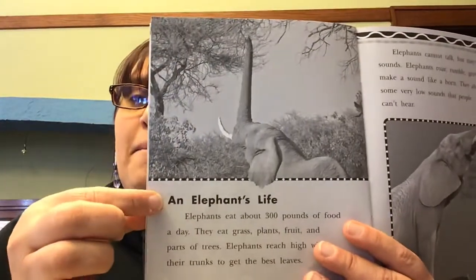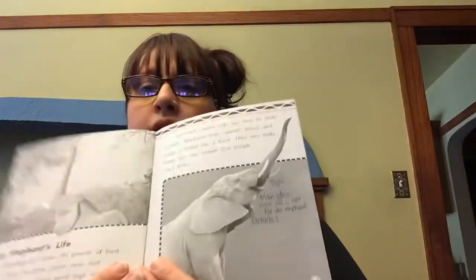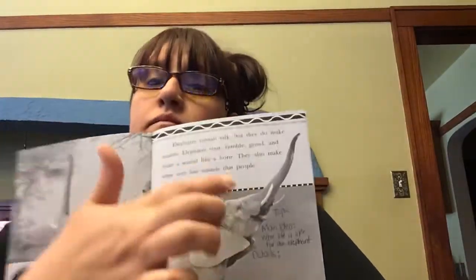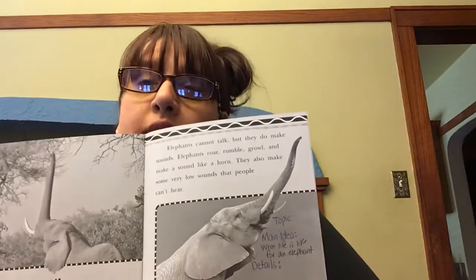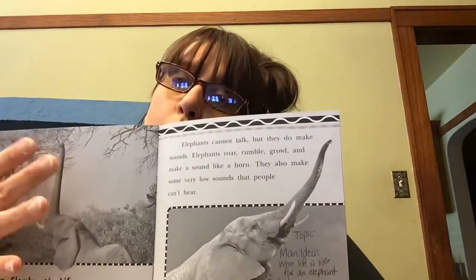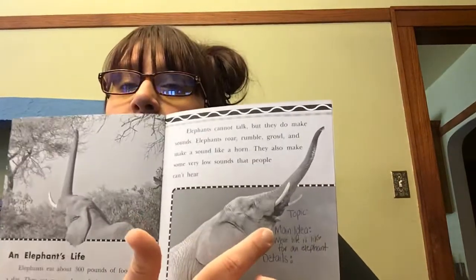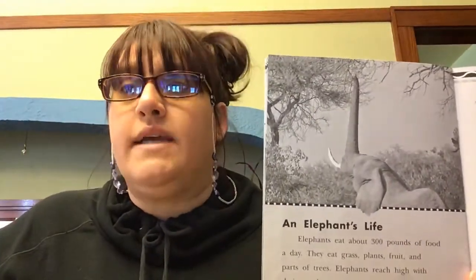So, back to An Elephant's Life. Again, today, I'm going to ask you, after we read this, what's the topic? Again, keep your topic to 1 to 2 words. What is the overall broad topic of the section we're reading? Then from what we've read, pay attention to words that are repeating themselves.